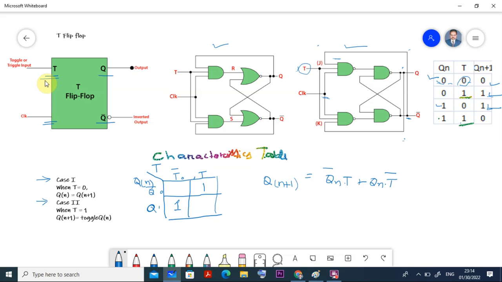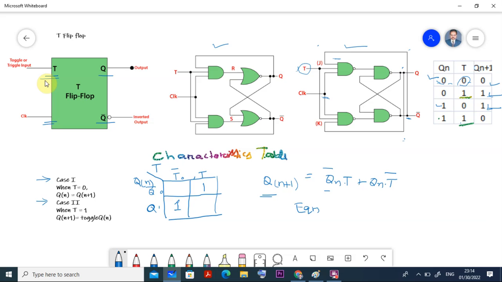Are you getting me? So now what is Qn+1? Qn+1, the output at the next state or the new state, is equal to inverse of the output at the previous state into T plus output at the previous state into inverse of T. Okay, inverse of T. So this becomes the equation for our T flip-flop. I hope you understand the basic things.